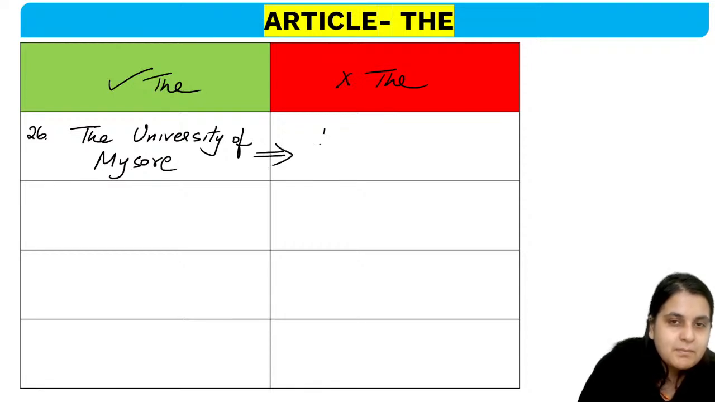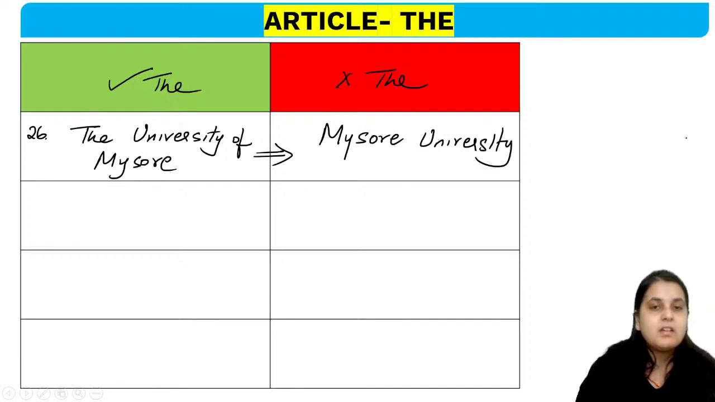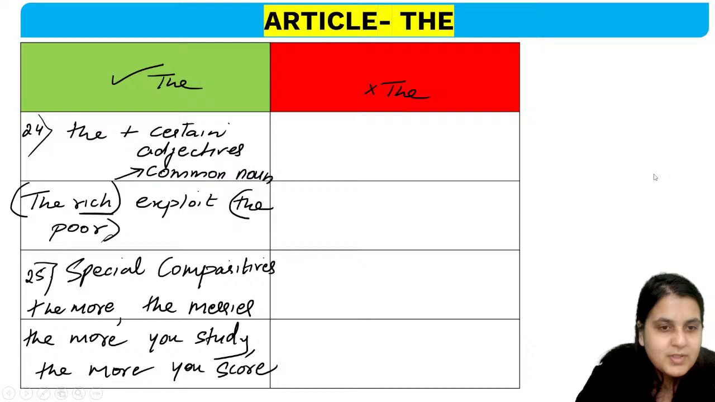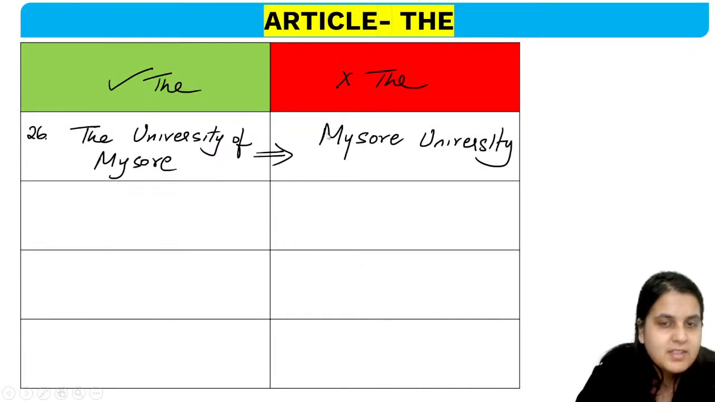When you write Mysore first, you will not use the. So you will say he studies in the University of Mysore, but you will say he studies in Mysore University. Rule and its exception. Got it guys? Did you understand the rule and its exception here?